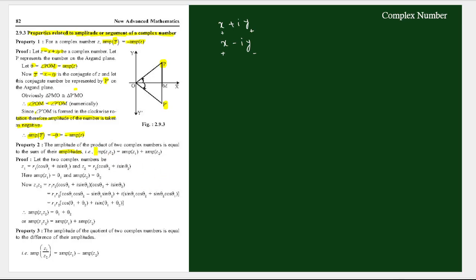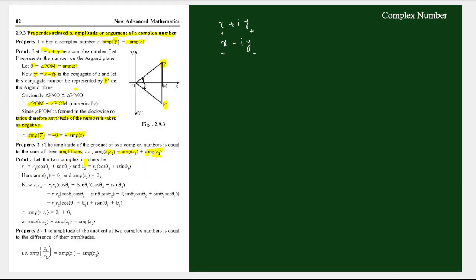Look at this. The amplitude of the product of two complex numbers z1 and z2 is equal to the sum of their amplitudes: the amplitude of z1 plus the amplitude of z2. So it will be theta 1 plus theta 2.